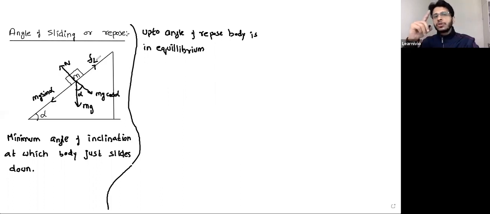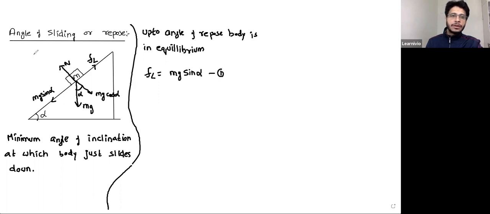The direction of friction is always opposite to the tendency of motion. If the tendency of motion of a body is to slide downwards, friction will act in the upwards direction. So in equilibrium, both the forces will balance each other. FL will balance mg sin alpha, the first equation. And this normal reaction will balance this mg cos alpha. The normal reaction is acting perpendicular to the inclined plane in the upwards direction, and mg cos alpha is acting perpendicular to the inclined plane in the downwards direction, so both these forces will balance each other.